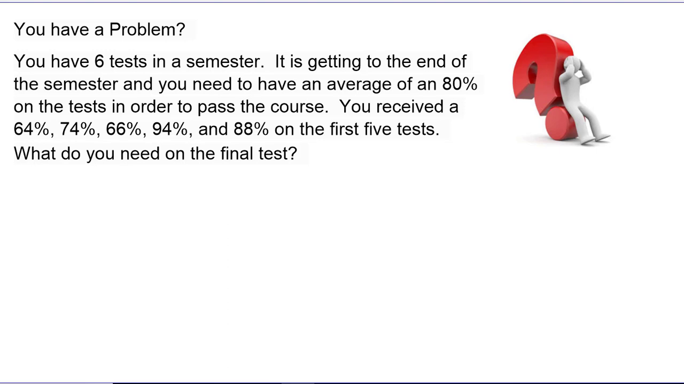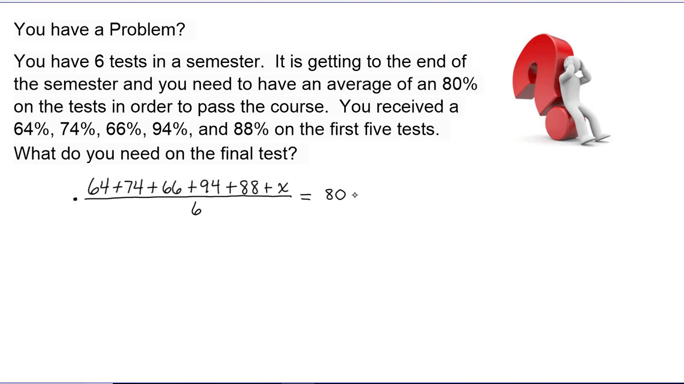When we find average, the way we do it is we add everything up and we divide by how many there are. So let's do that. Let's take 64 plus 74 plus 66 plus 94 plus 88. Now I know we have 5 tests there, but we need that 6th one. We don't know what it is, so we can simply say it's x. Now we divide by 6 because we know we have 6 tests. I want an 80%, so we say equals 80.